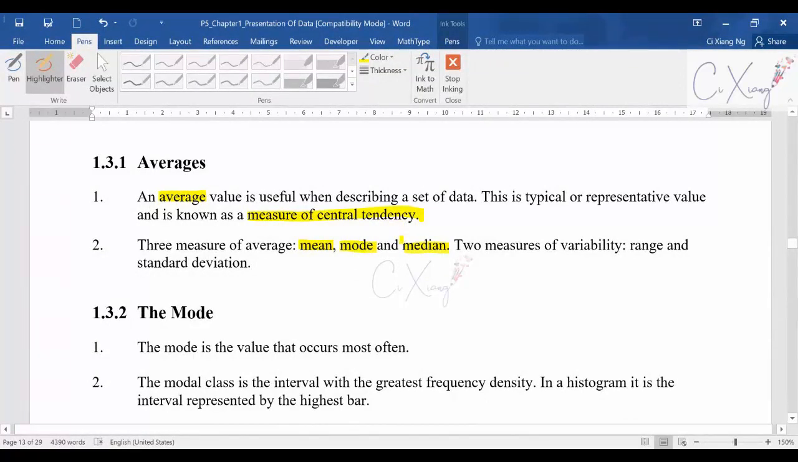So remember, average can be mean, can be mode, can be median. And after that, we are having two measures of the variability. Variability means how wide your data are distributed or spread out. So we call it range and also standard deviation. No matter how, for today, we are going to focus only on mode and also the mean.